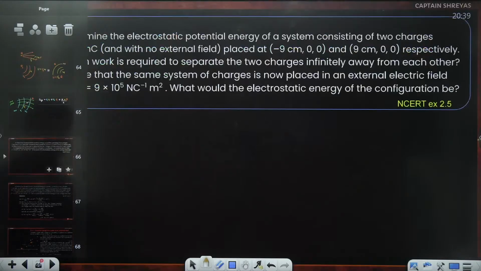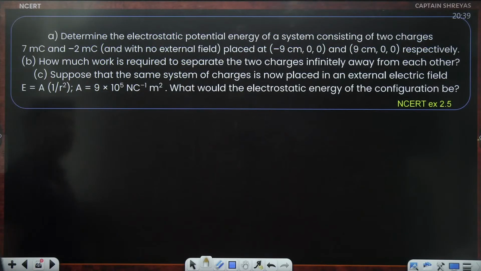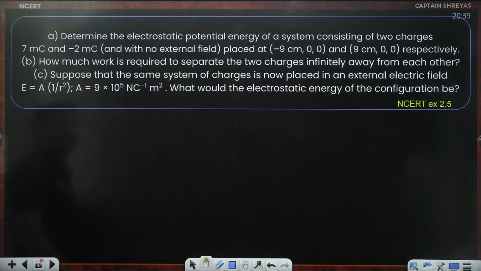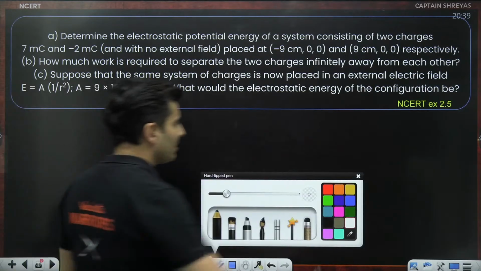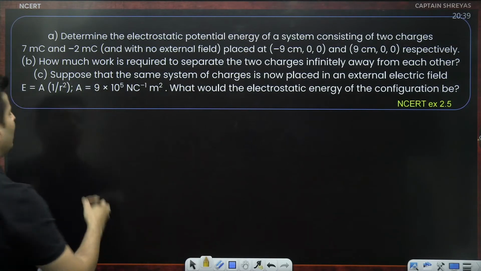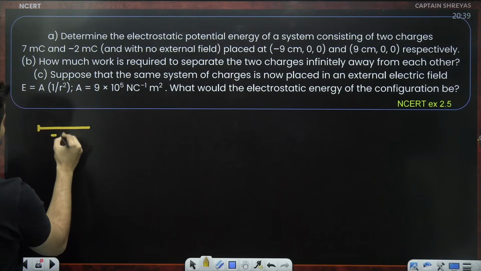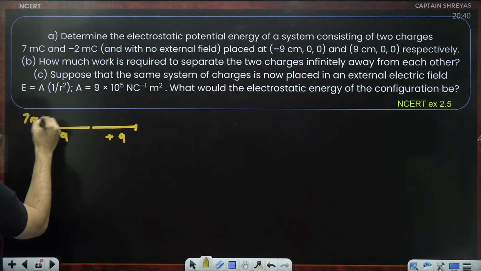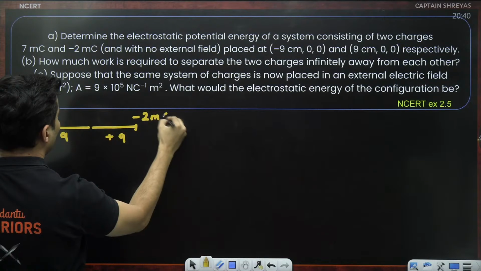Okay, let's see this particular question coming up on your screen. Determine the electrical potential energy of a system of two charges, this and this respectively. How much work is done to separate them to infinity from each other? Suppose that same system is now placed in an external field E equal to A by R square. A is this much. What would be the electrical energy of the configuration? Simple things first. 7 and -2 at this and this distance, -9 and +9. -9 is somewhere over here, +9 is somewhere over here. You have 7 millicoulomb here and -2 millicoulomb there.